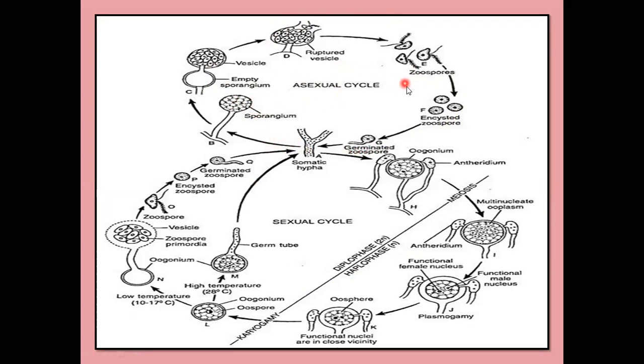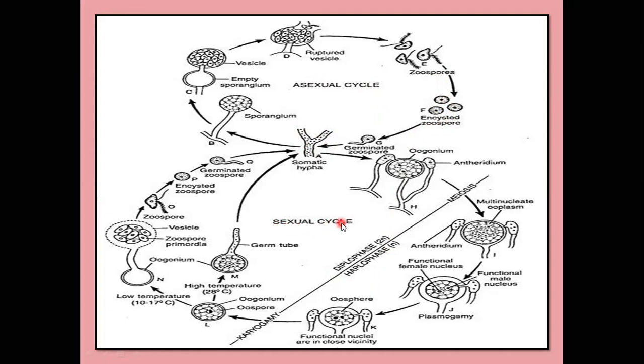In this way, the disease spreads from infected plants to healthy plants via the asexual spores, that is sporangia and zoospores, which are mainly spread through water.